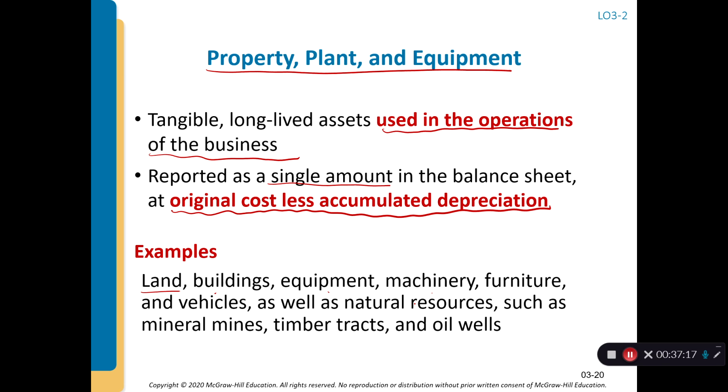Remember that land often is listed as a separate item in the classification because land does not have a finite life, right? It does not depreciate.